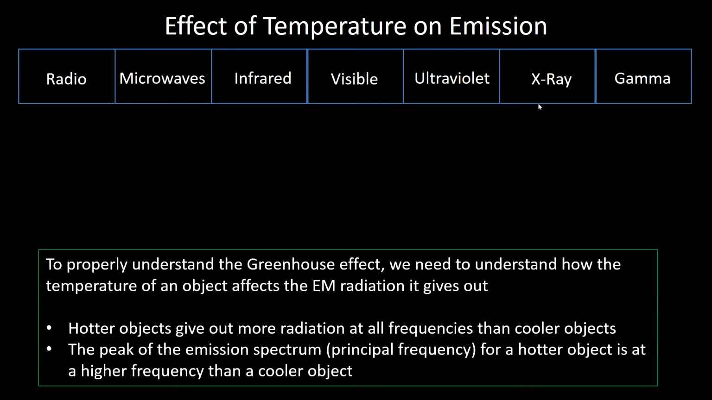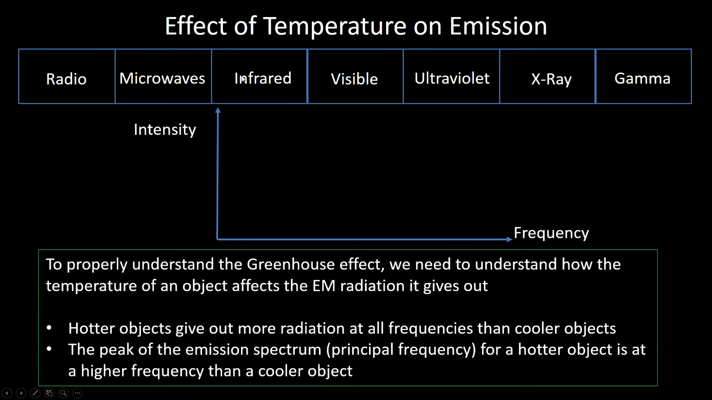Well, the two objects we're interested in for explaining the greenhouse effect are the Sun and the Earth. So let's have a look then. The horizontal axis on this is frequency, which matches the spectrum we've put over the top here, and the vertical axis is intensity, which is basically how much energy is coming off every second at the surface of these objects.